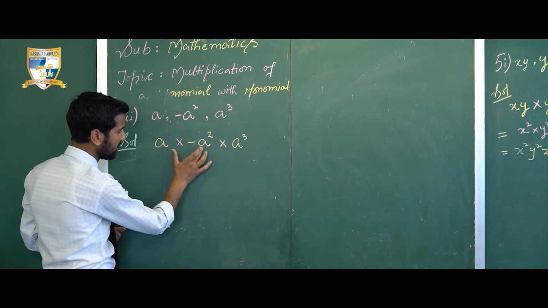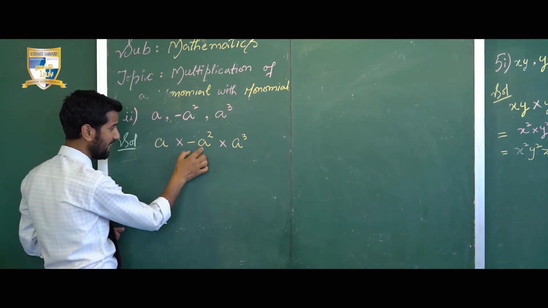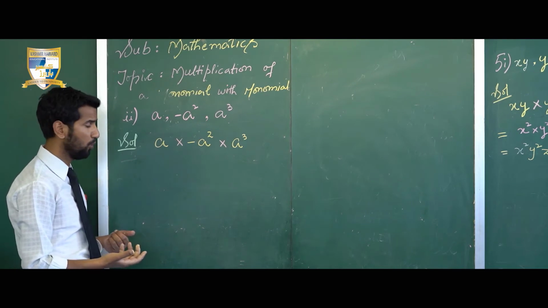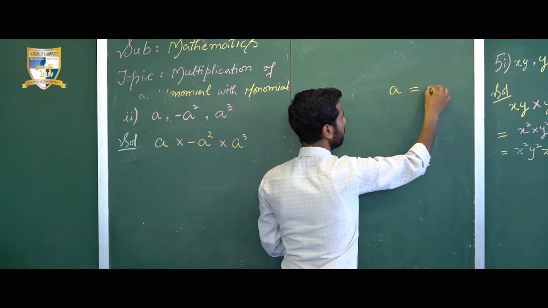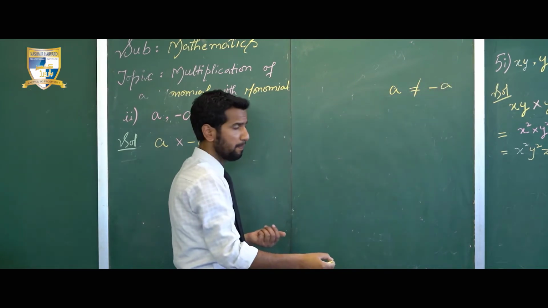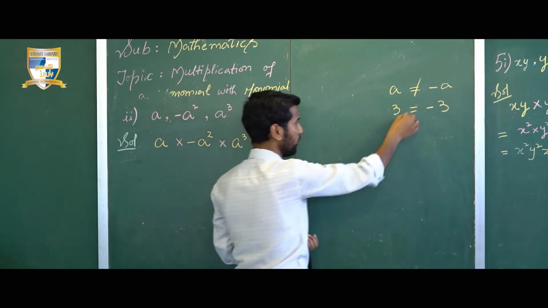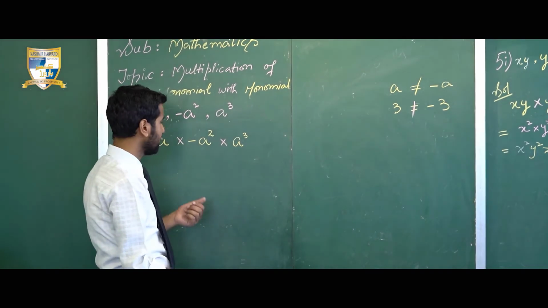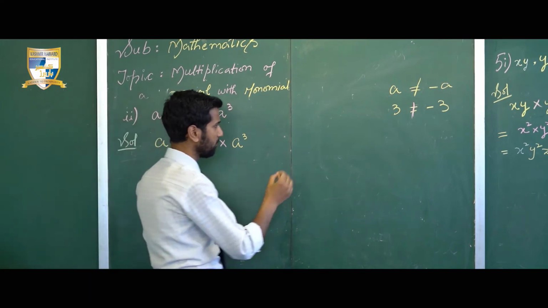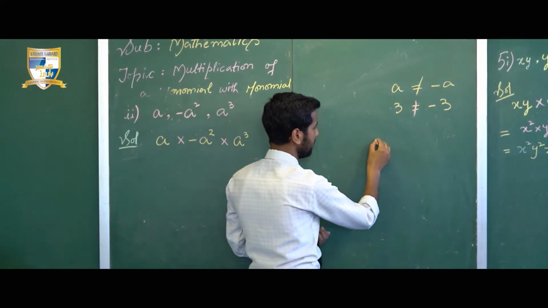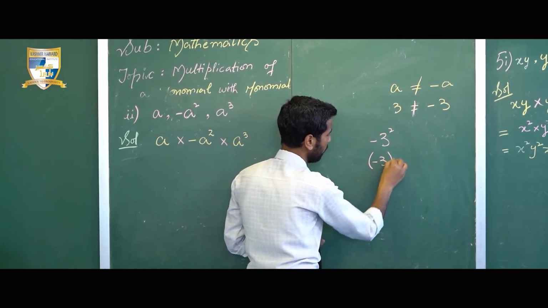Okay, bases are same, but wait, here we have a and here it's minus a. Are the bases same? No, they are not. We can't say that a is equal to minus a. No, we can't say. In the same way, can you say that 3 is equal to minus 3? No, they are 2 different numbers. So in the same way, a and minus a are not same. Now what we are going to do here, first we are going to understand the difference of minus 3 square and minus 3 whole square.